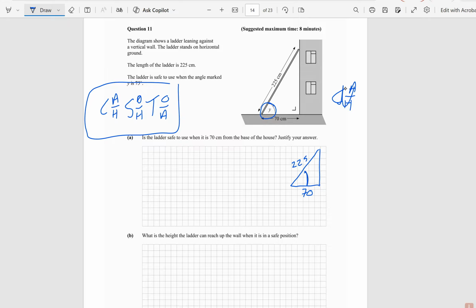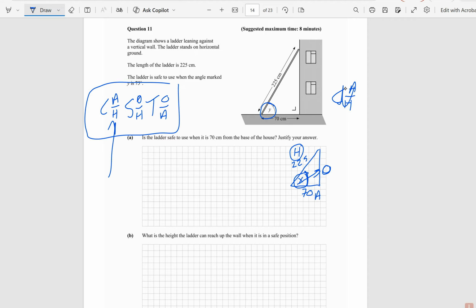225. We want this angle. Okay? So first thing you do, write this down, which we've done. Second thing, label your sides. In relation to this angle, the hypotenuse is always the longest side. There it is. The opposite is always the side opposite the angle we're talking about. The adjacent is the one left.